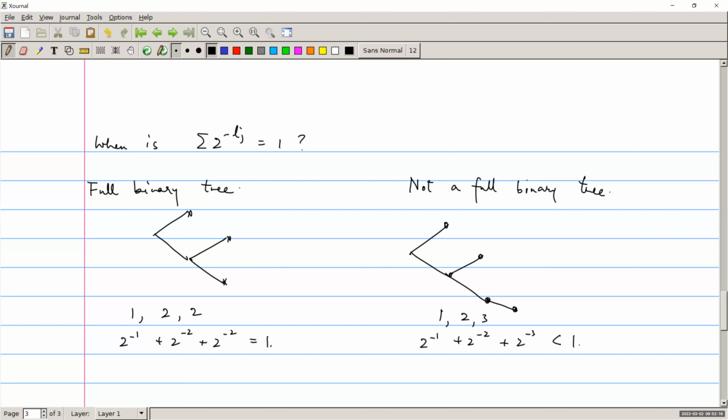This is always true: when Kraft's inequality is satisfied with strict inequality, when it is strictly less than 1, your code is redundant. You could have shortened this code word and still kept it prefix free. So when you have strictly less than 1 in Kraft's inequality, it just means that your code is redundant. There are some code words you can shorten without losing the prefix-free condition. Good. So any questions?